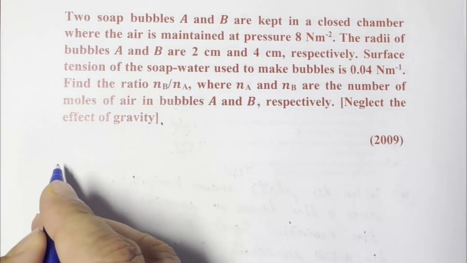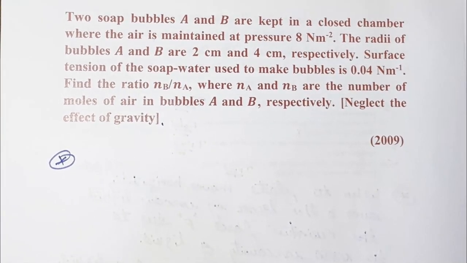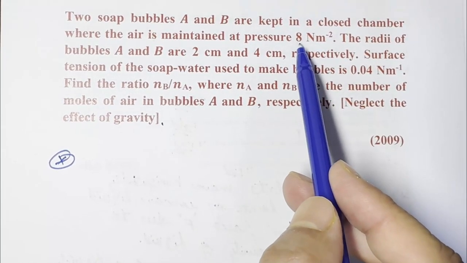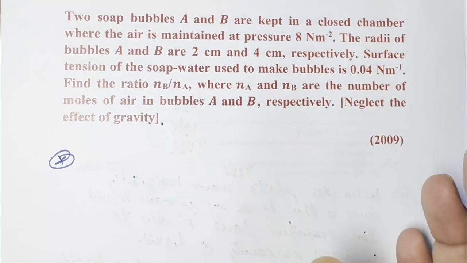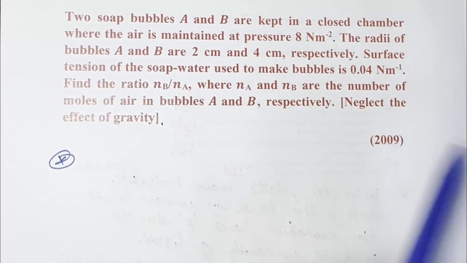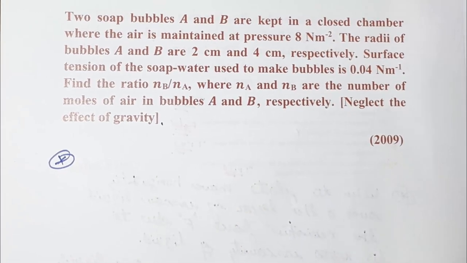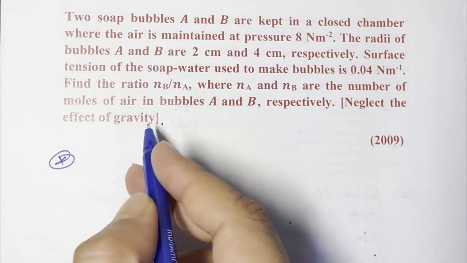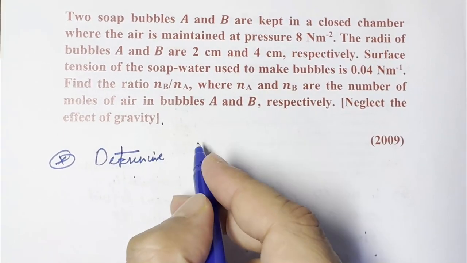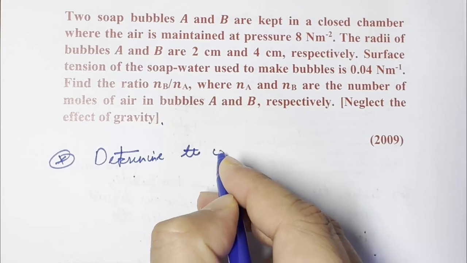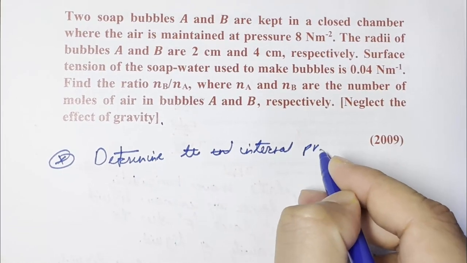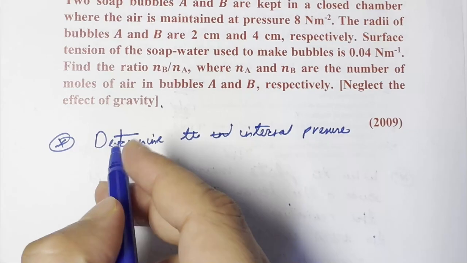So first of all, based on that equation, we are going to determine the internal pressure of each bubble, because the external pressure in this case is given as 8 Newton per meter square. Normally, if it is in an open environment, then the external pressure will be the atmospheric pressure. That's the only difference here.